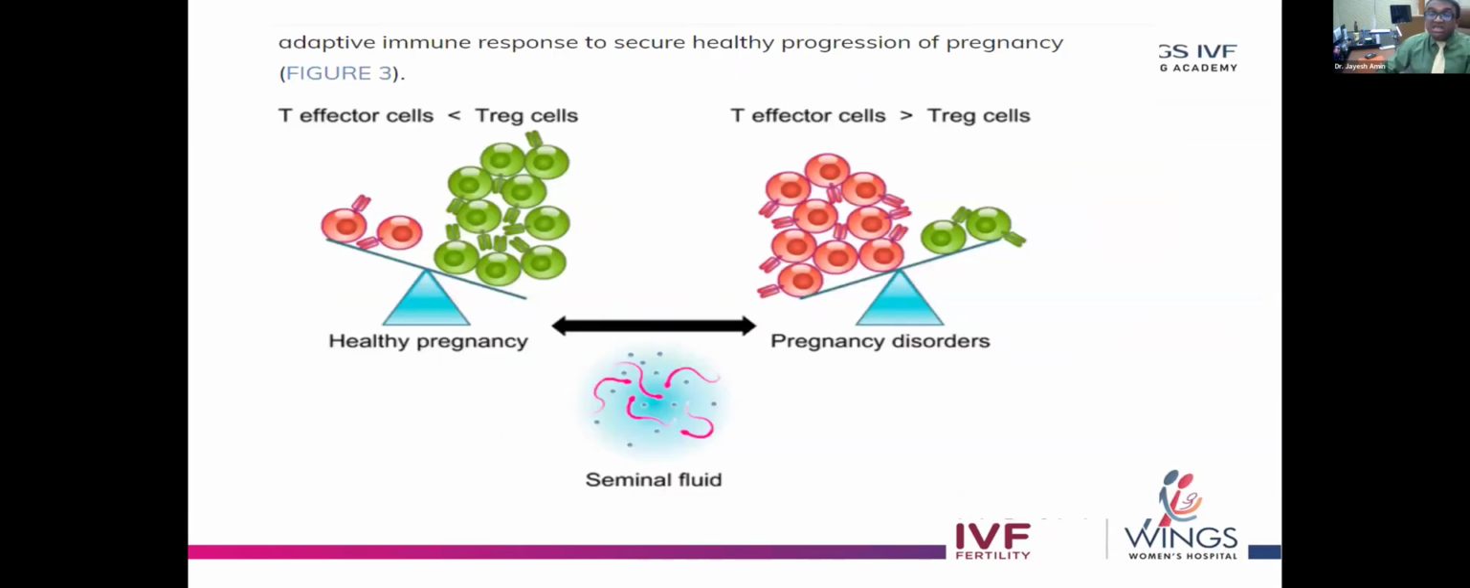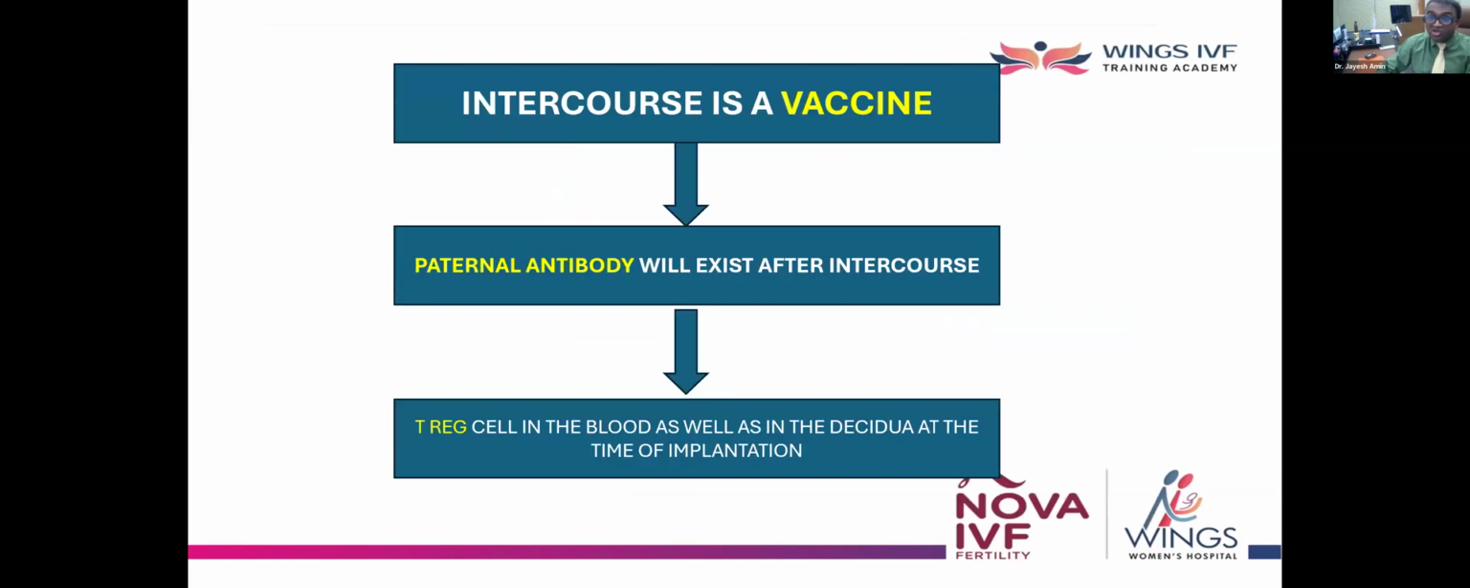In a healthy pregnancy, there is a high amount of Treg cells, because immunomodulation was done very well by natural intercourse, and Treg cells are present, so the pregnancy is protected. I usually explain that intercourse is a vaccine. Yes, it is a vaccine. It stimulates our innate immunity, and then it converts into humoral, adaptive immunity, and they form the paternal antibody and Treg cells. So these are the two more important things.